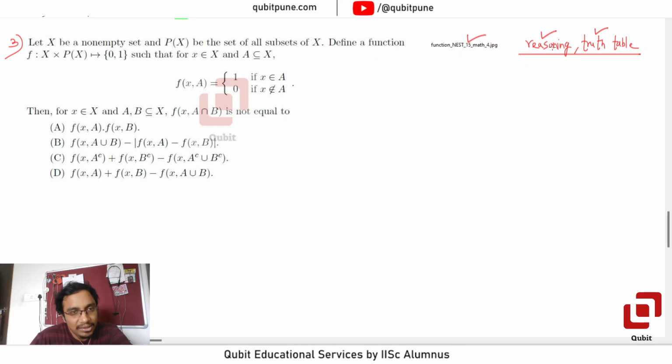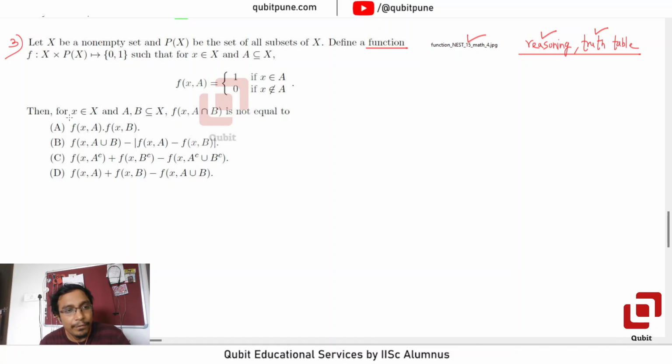Let X be a non-empty set and let P of X be the set of all subsets of X, also known as power set. Define a function f from the Cartesian product of X with its power set to the set {0, 1} such that for x belonging to X and capital A a subset of X, f of (x, A) is 1 if x belongs to A, it is equal to 0 if x does not belong to A.